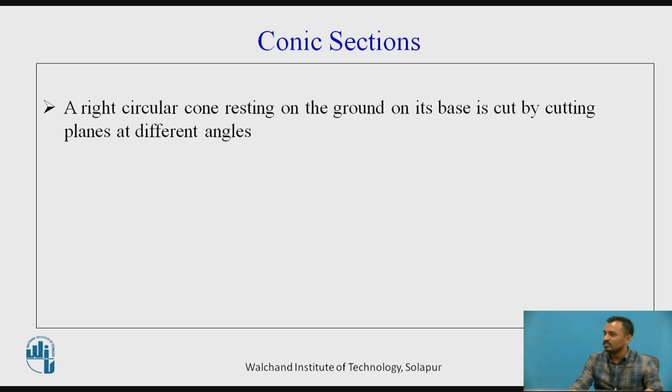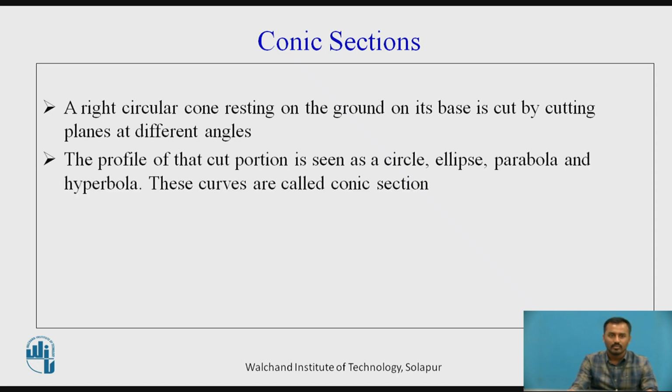The cone is generated with the help of a right-angled triangle. When it is rotated about its axis, a cone is formed. Let's discuss this entire statement in graphical form. When the cone is cut at different angles, we can see that a circle, an ellipse, a parabola and a hyperbola are generated, and these curves generated with the help of a cone are called conic sections.